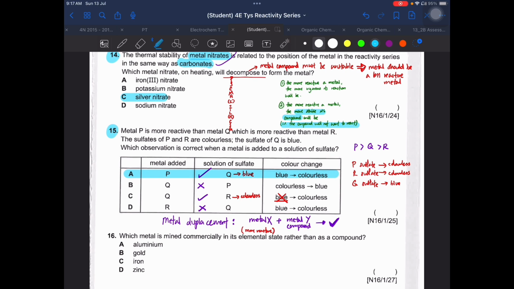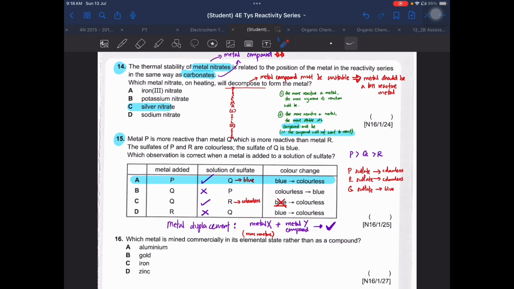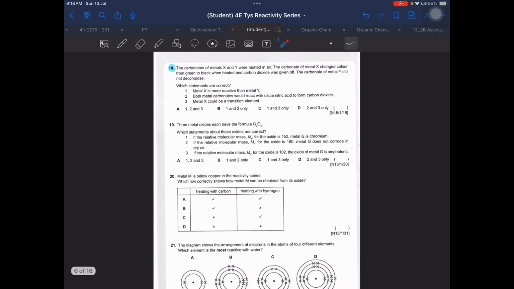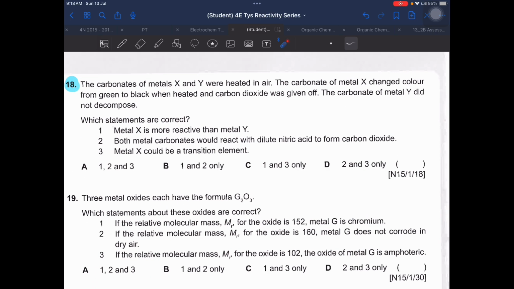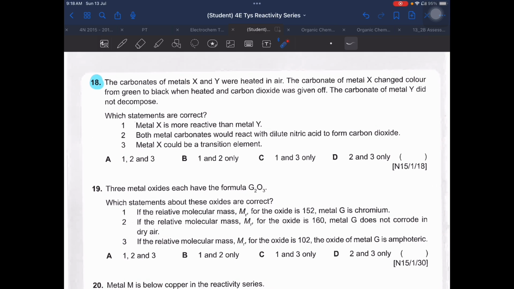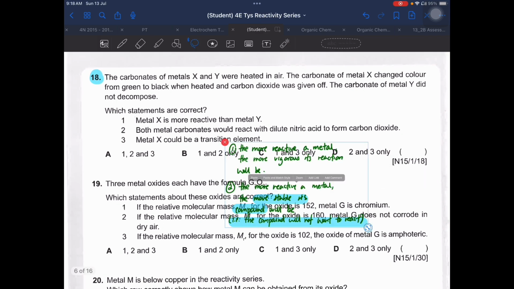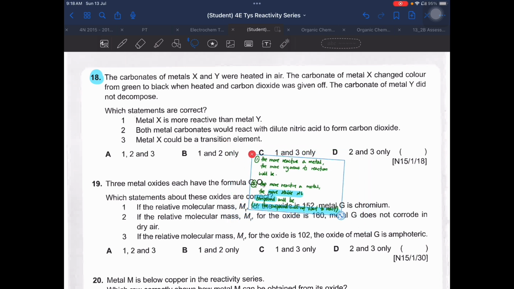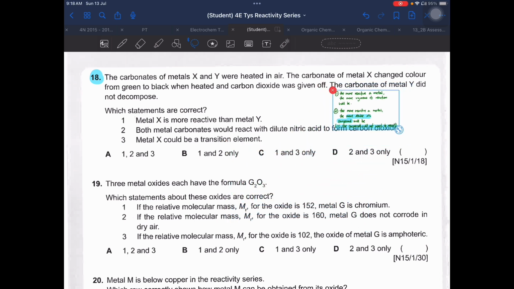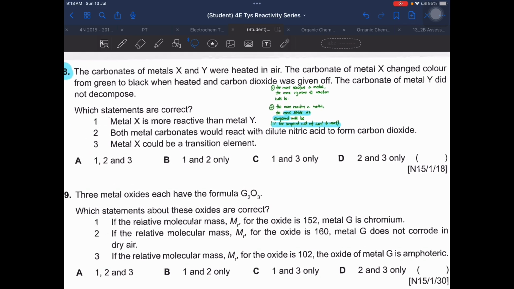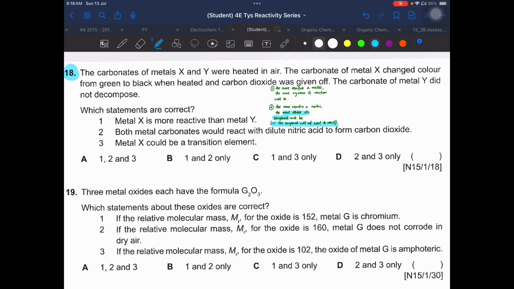So I hope you can see how the two statements that I've been talking about over the past few questions are applicable whenever there's a question talking about comparison between different chemicals, and you know that it's about the reactivity series. Then now let's move on to question 18, which will be the last for the MCQ, I believe. Question 18, talking about carbonates of metal X and Y. So let me bring back my two statements again. Since it's about compounds, you should be looking at statement 2, because these are all the compounds of metals.